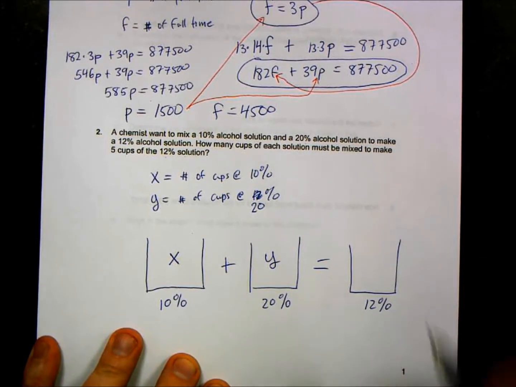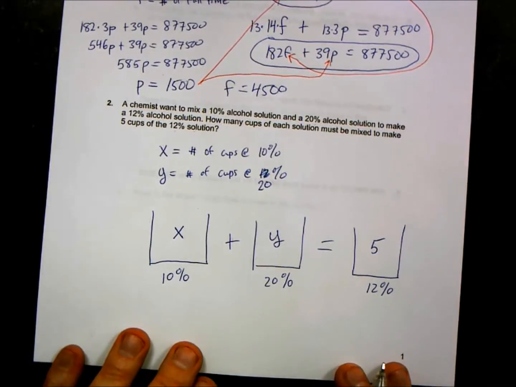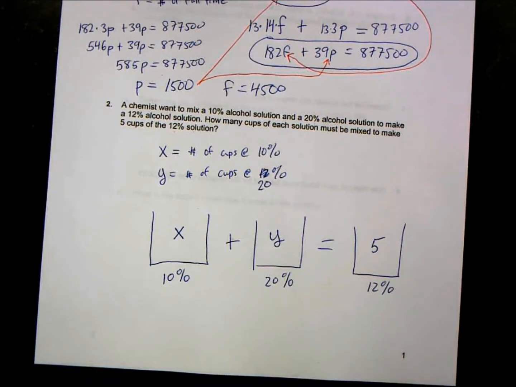When I get all done, when I mix them together, how much stuff do I want to have? 5. Okay. I want to have 5 cups when I get all done. All right, so I'm looking for 2 things. That tells me I better find 2 equations.